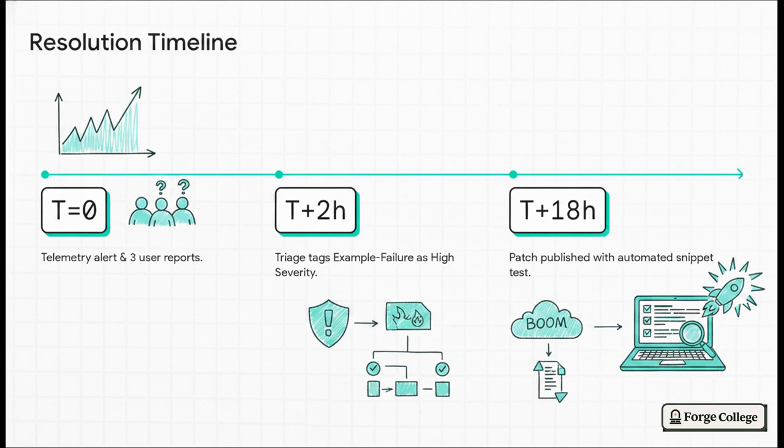Just 2 hours later, your pipeline has already tagged it as an example failure with high severity. The team looks at it and realizes a new required field broke the old snippet, but the core API behavior is totally fine. It just needs an urgent docs patch. By hour 18, an updated snippet is automatically tested against the staging environment and the patch is published. Boom. Disaster averted, and it was handled almost entirely automatically.